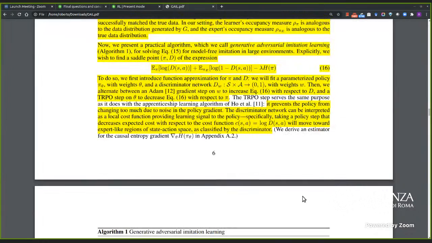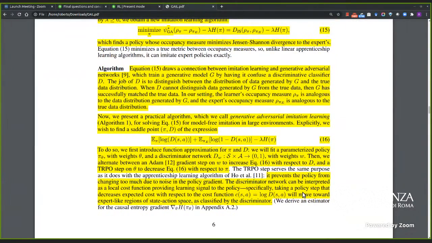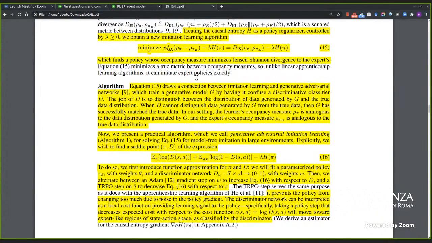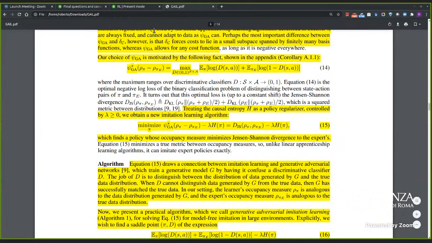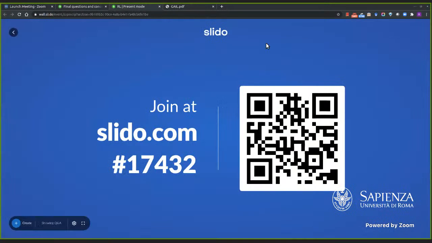Okay, so before we move on to the section of the experiments, questions regarding this? Any questions?